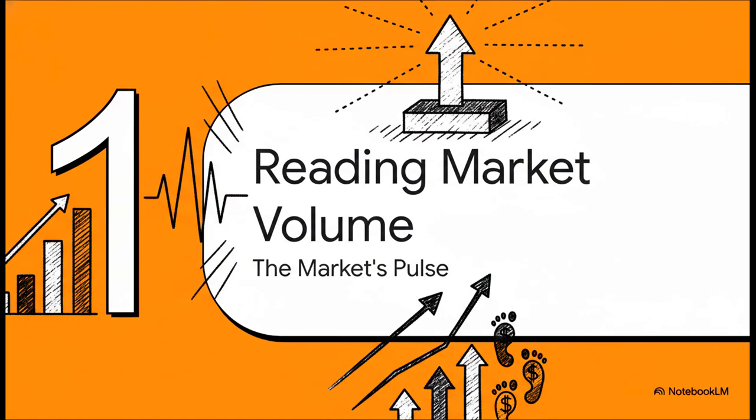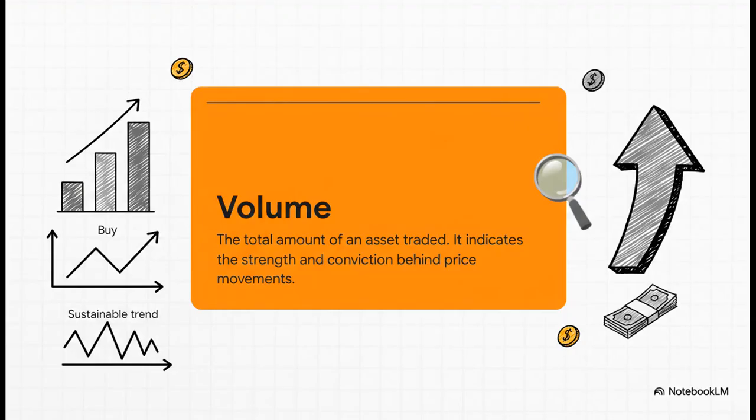Okay, so first up, volume. This is really the foundation for everything else we're going to talk about. It tells us the story of conviction, how much real activity and strength is actually behind any price move you see on a chart. So what is volume exactly? Well, put simply, it's just the total amount of an asset being bought and sold over a certain time.